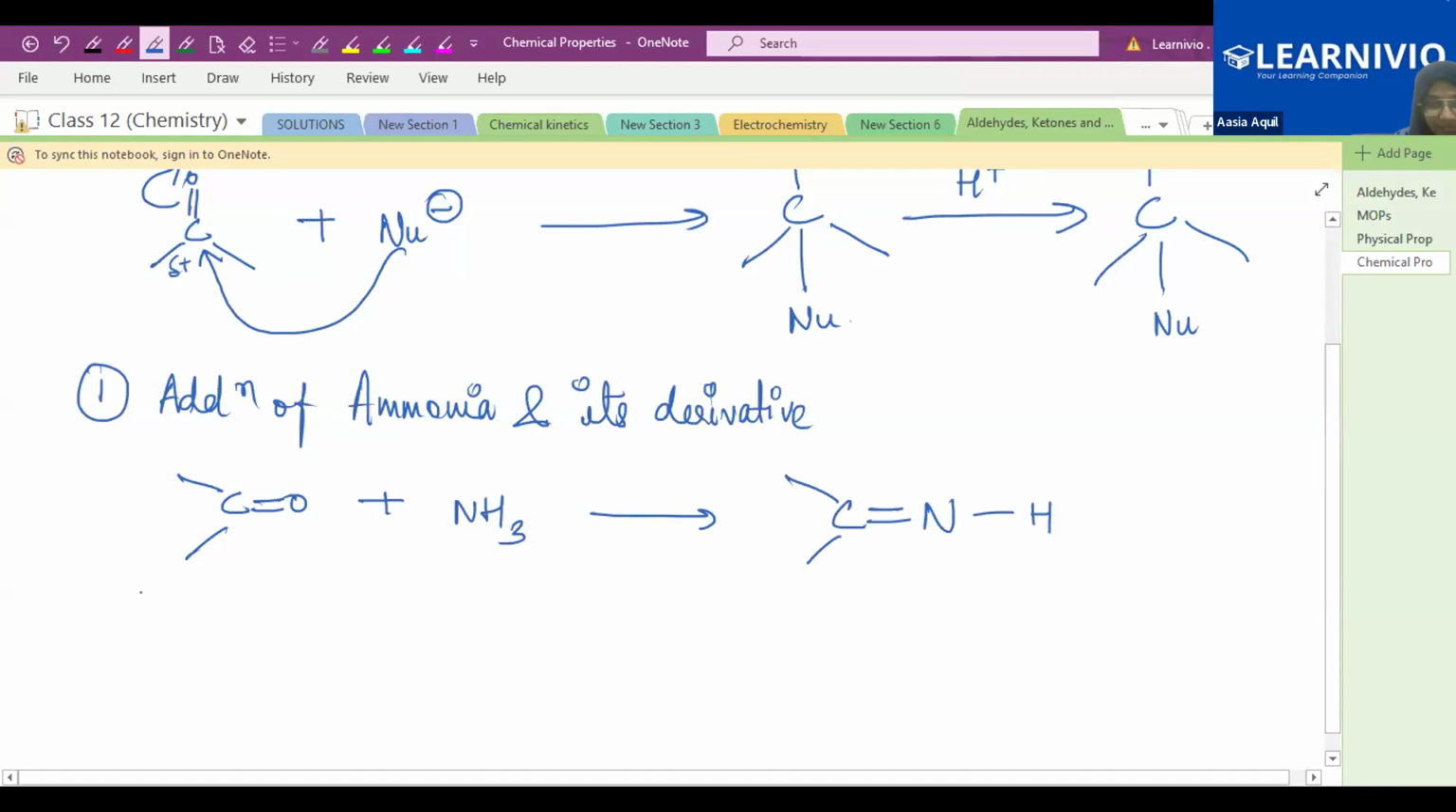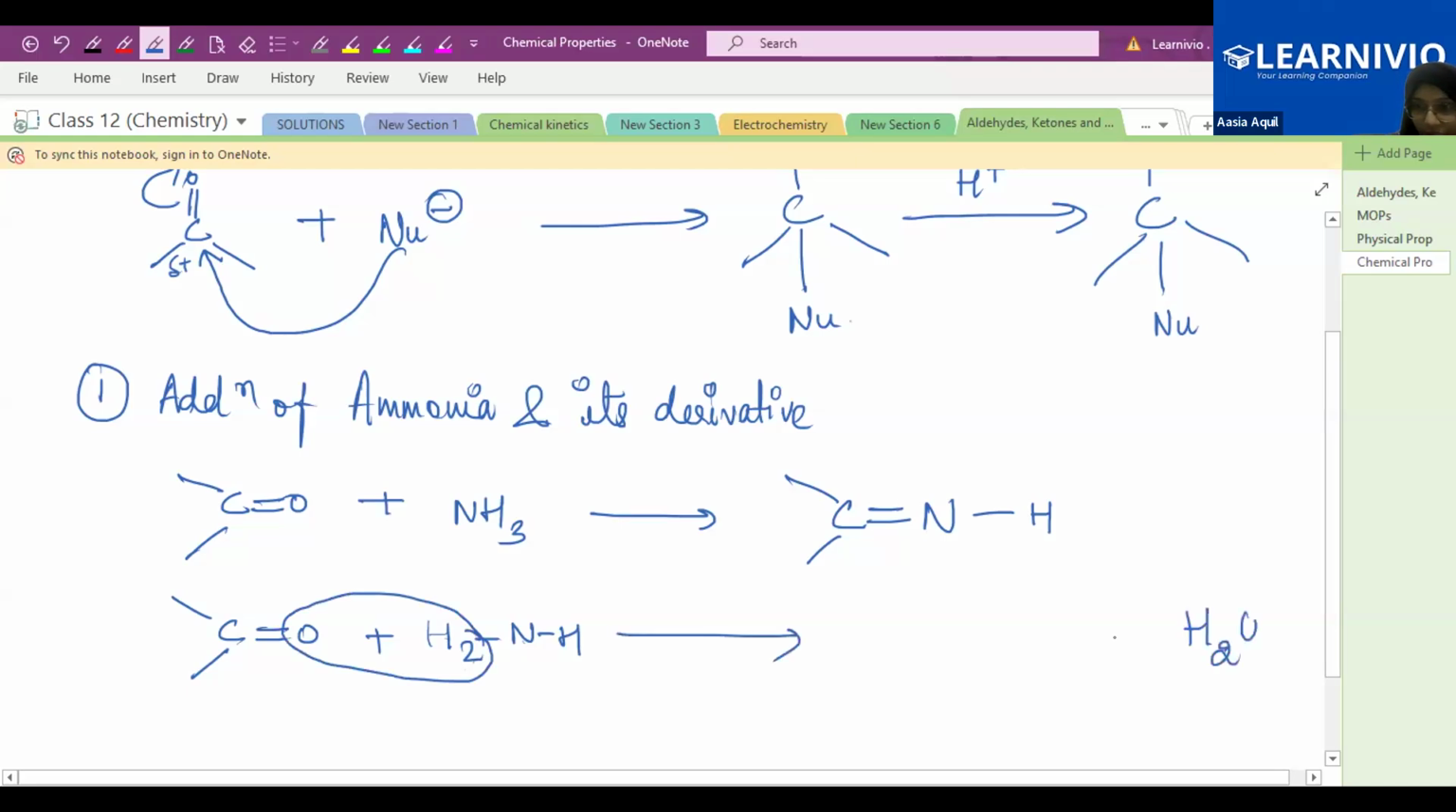So let me explain this. This is your carbonyl compound. If I write ammonia like H2NH, there are three hydrogens. Two hydrogens I have written like this, and one hydrogen. So what happens? These two H combine with this oxygen, and water is released. The water dehydration will occur, and you will get carbon double bond N H, carbon, nitrogen, and hydrogen. So you will get this one.